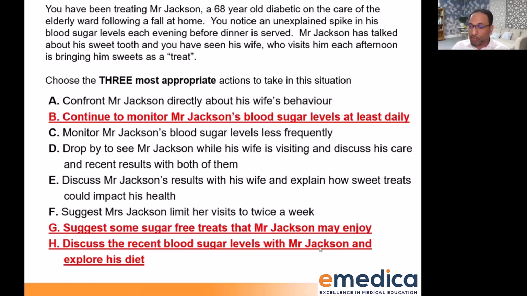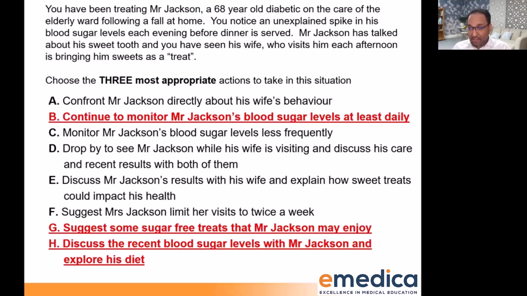Discuss the recent blood sugar levels with Mr. Jackson and explore that. So, look, Mr. Jackson, I've been noticing this trend that each evening your sugars are really high. I'm not really quite sure why. But what might be helpful is for us to find out a bit more about your diet. Just talk me through yesterday. What did you have for breakfast? What about lunch? What about dinner? Did you have any snacks?